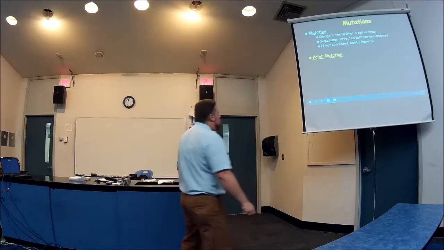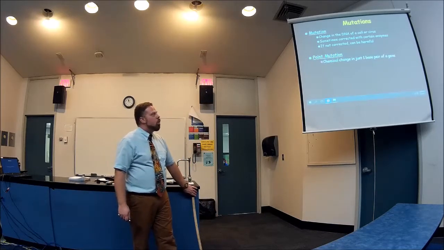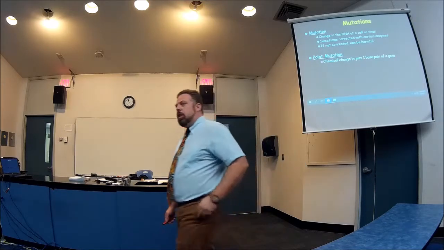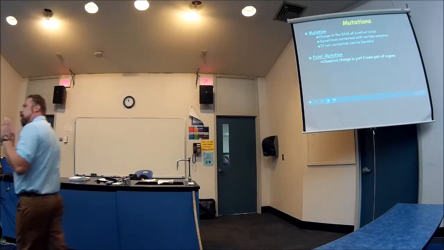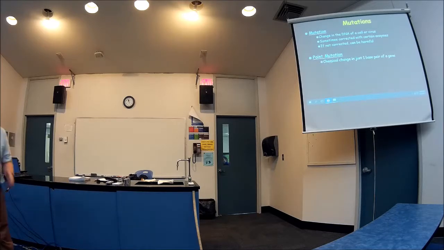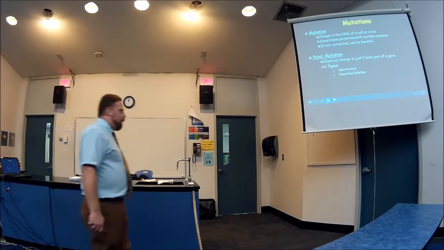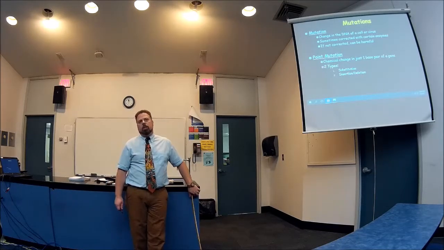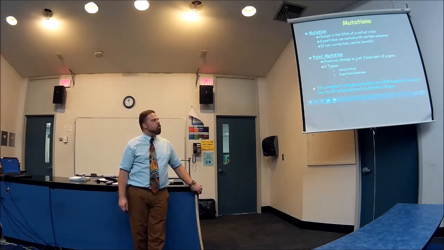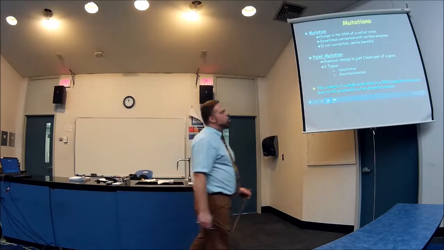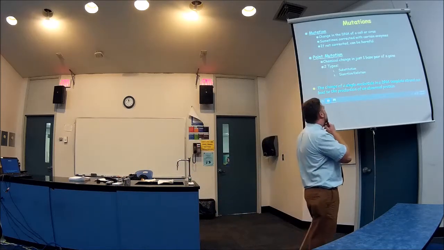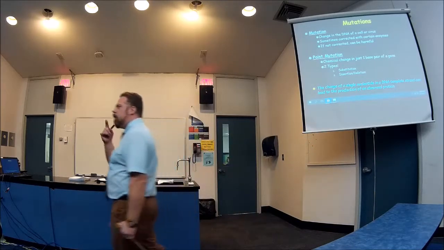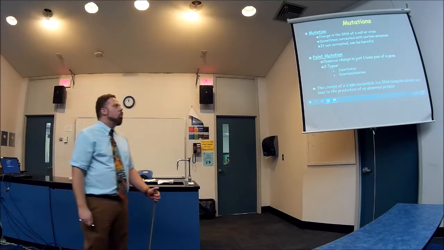So we can have something called a point mutation. The chemical change in just one base pair of a gene. So it's just one letter that is wrong. There are two types: it's either a substitution or an insertion/deletion. The change of a single nucleotide in the DNA template strand can lead to the production of an abnormal protein, like just one letter.